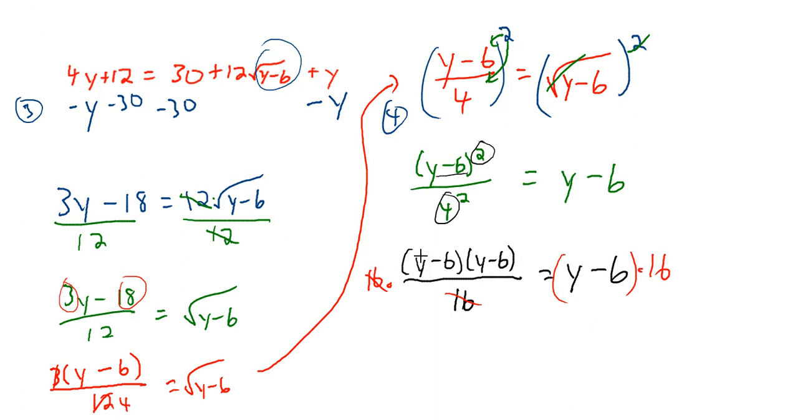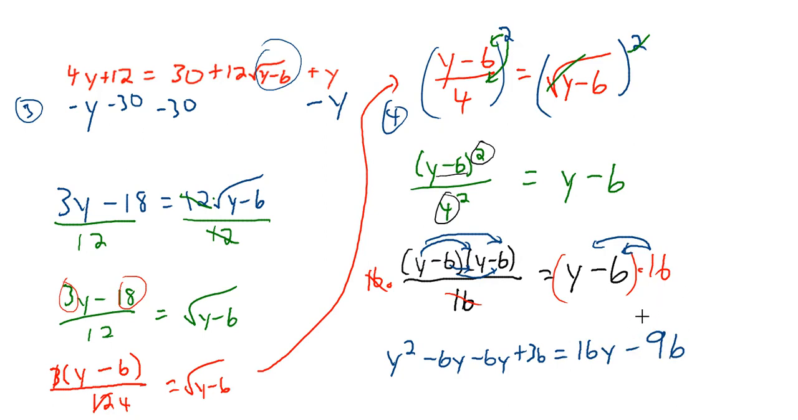We're going to go ahead and FOIL this out. So first, outer, inner, last. Y times y is y squared. Y times negative 6 is negative 6y. Negative 6 times y is negative 6y. Negative 6 times negative 6 is positive 36. And we'll go ahead and distribute the 16 here, so we get 16y minus 96. 6 times 16 is 96. And now we need to solve this equation.